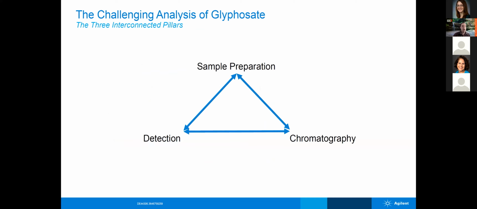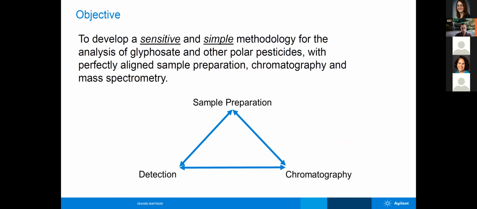So the goal of this was to take the three interconnected pillars of liquid separation and mass spectrometry, which are sample prep, chromatography, and detection on your MS system, and align them together to get a method that was both simple and sensitive.